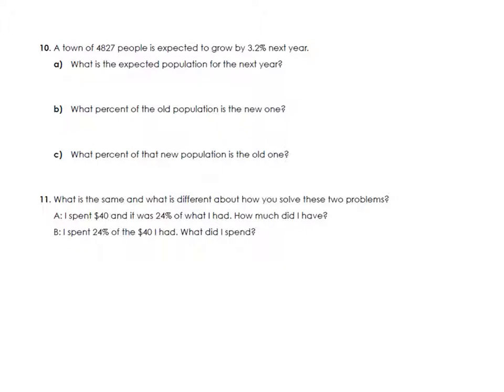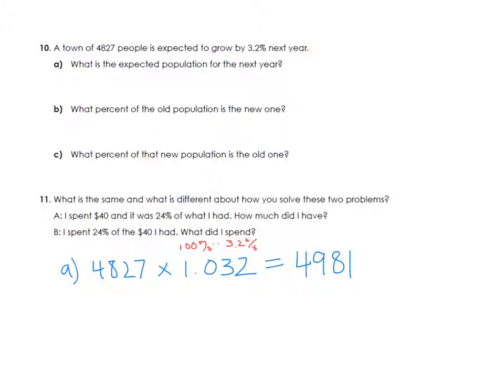So I'm going to write it down here. A is 4,827 times 1.032, and that's going to give me the answer of 4,981, and we can round down. So hopefully you're able to see that this one represents 100% of the population. This represents 3.2% of the population. We can add those together. We get 103.2%, which as a decimal is 1.032. We multiply it by the original population, and we find the population after the 3.2% growth.